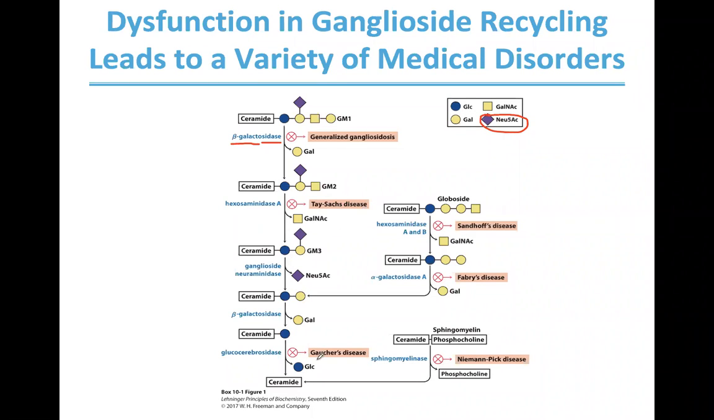So there are a whole bunch of other diseases depending on what defect in recycling there is. This is just for general information. As I mentioned to you, I don't really want you to memorize, but I want you to see how these are degraded, one sugar at a time, right? And there is an enzyme responsible for each sugar.